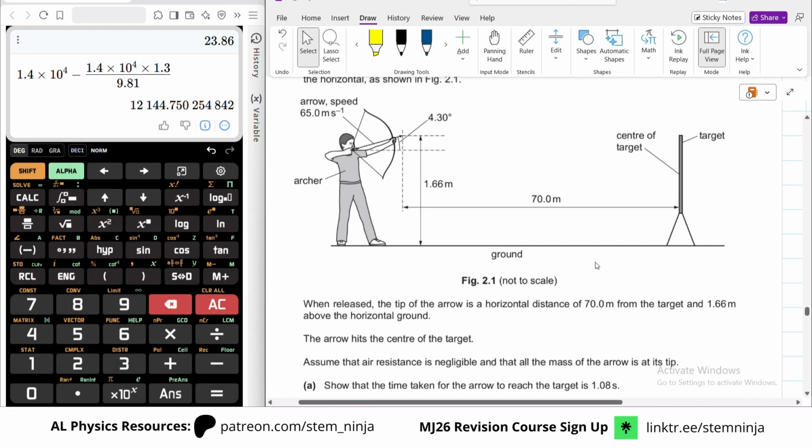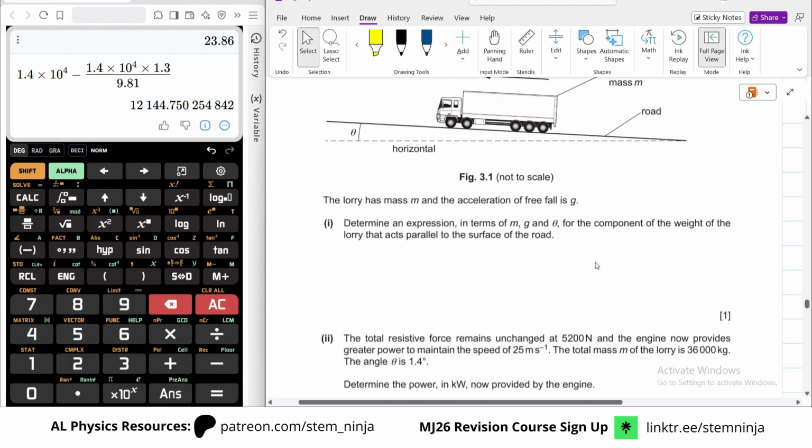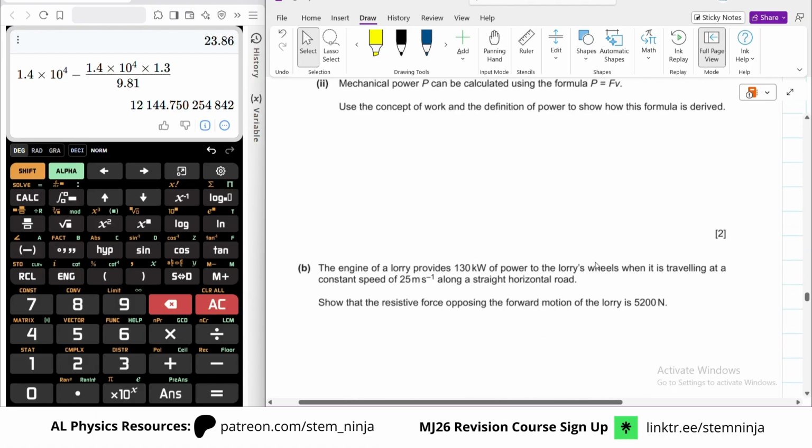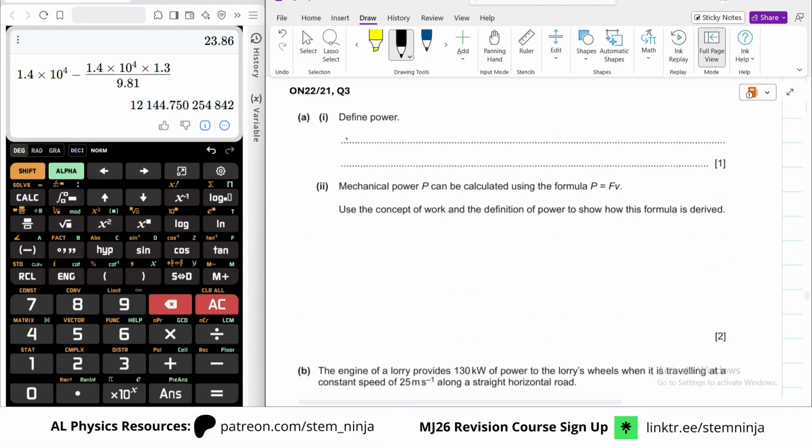Let's find an interesting question. Okay, this is an interesting question. Define power, that is the rate of change of energy or rate of work done or energy transfer with respect to time.